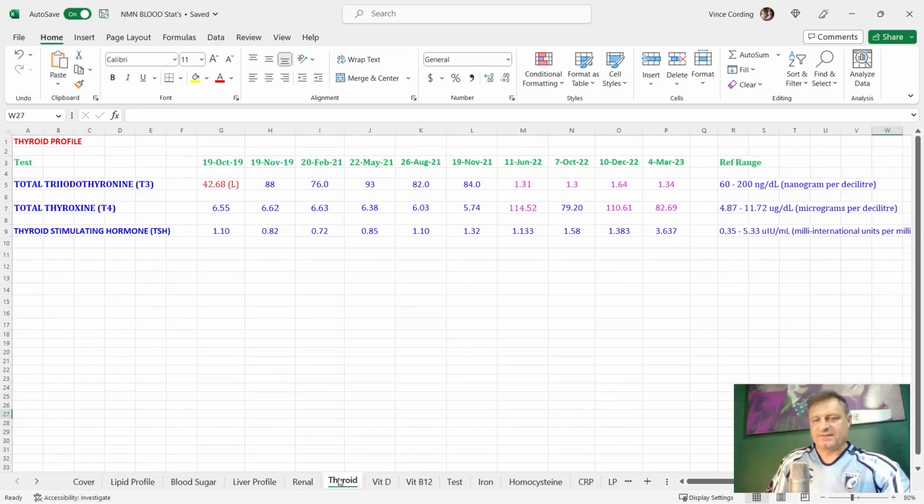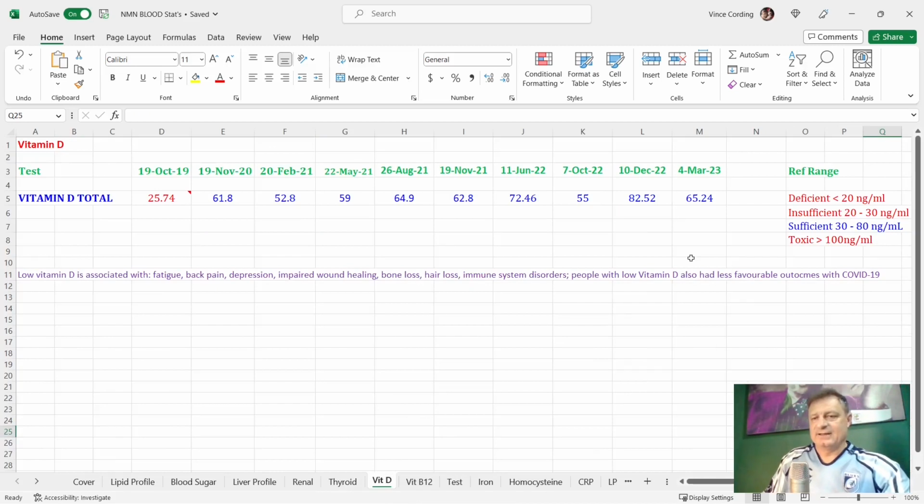So let's move on to my thyroid. You can see here the two top numbers are in pink and the bottom one's in blue. They're not in red. That's because the top two in pink, they've changed the measurement, so nanograms per deciliter or micrograms per deciliter. Before it used to be 84, that was in range. 1.34, whatever that is now, still in range. So no issues with that.